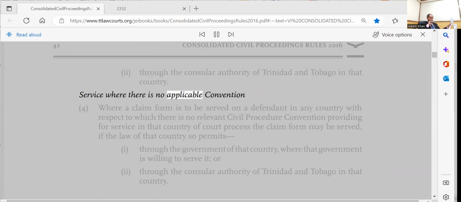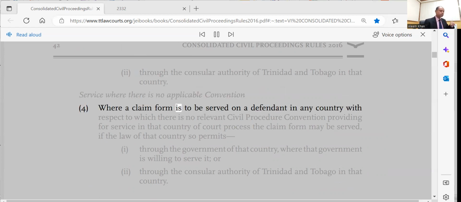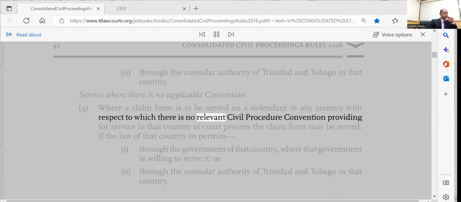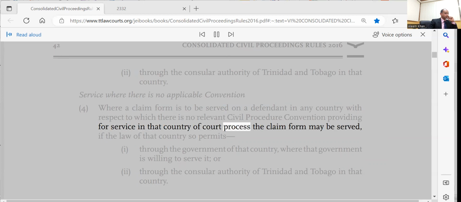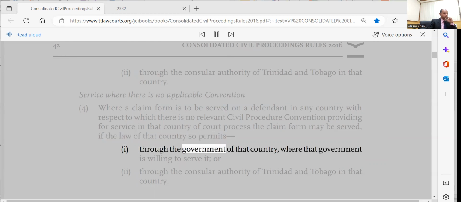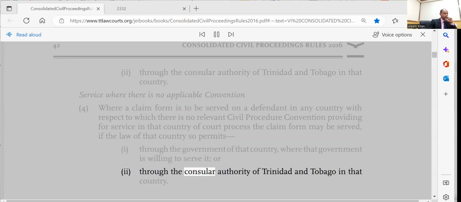Service where there is no applicable convention. 4. Where a claim form is to be served on a defendant in any country with respect to which there is no relevant civil procedure convention providing for service in that country of court process, the claim form may be served, if the law of that country so permits, 1. Through the government of that country, where that government is willing to serve it, or 2. Through the consular authority of Trinidad and Tobago in that country.